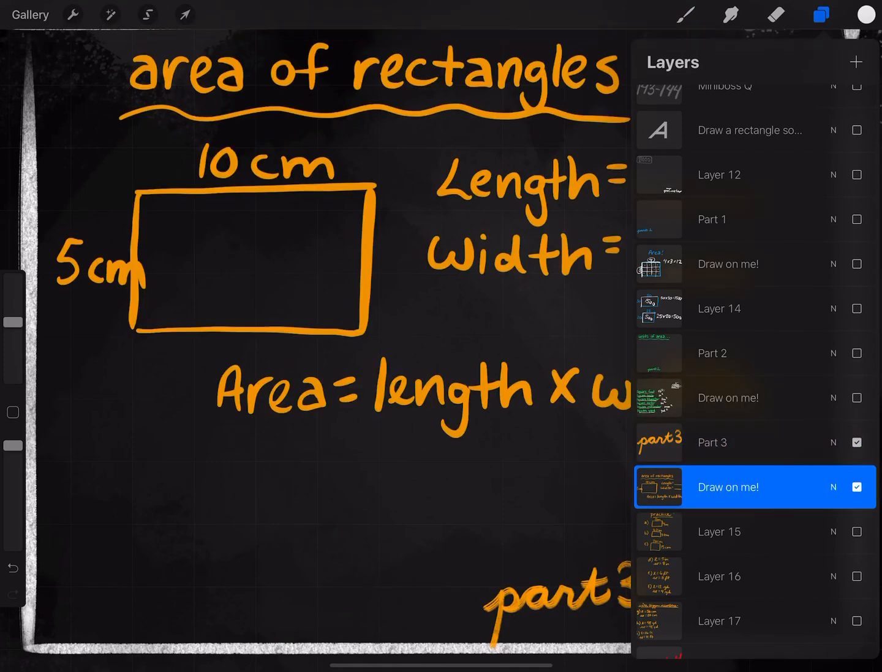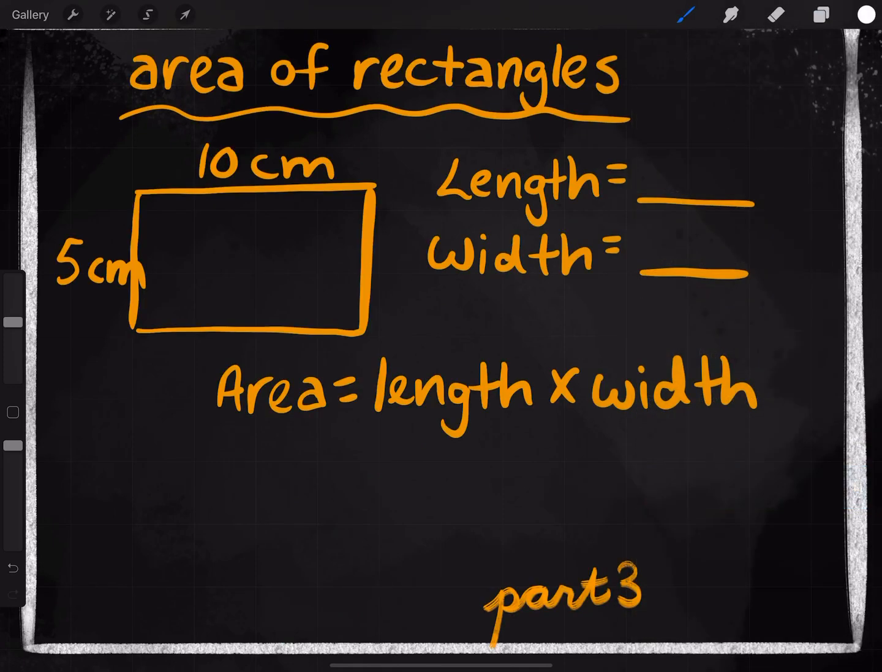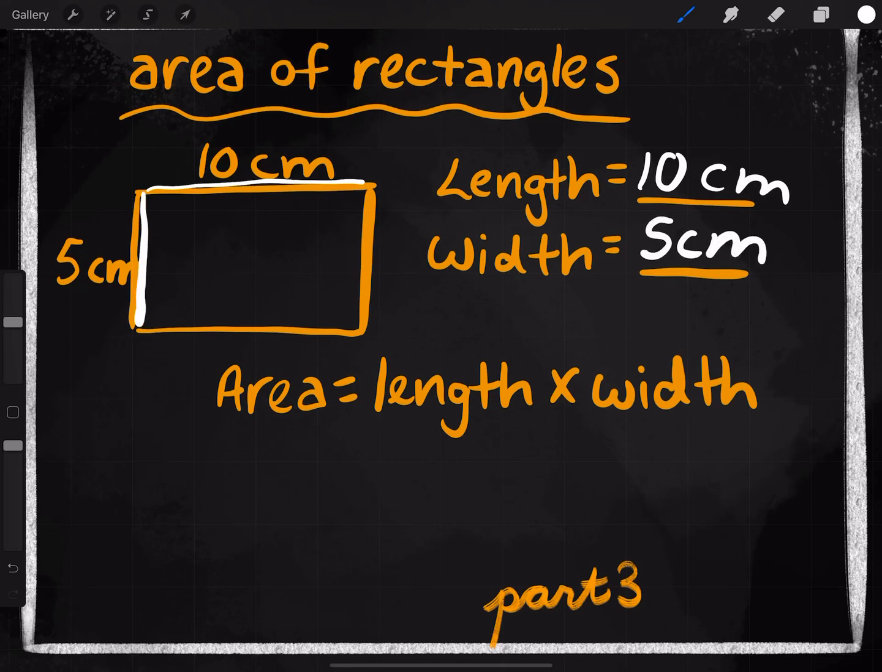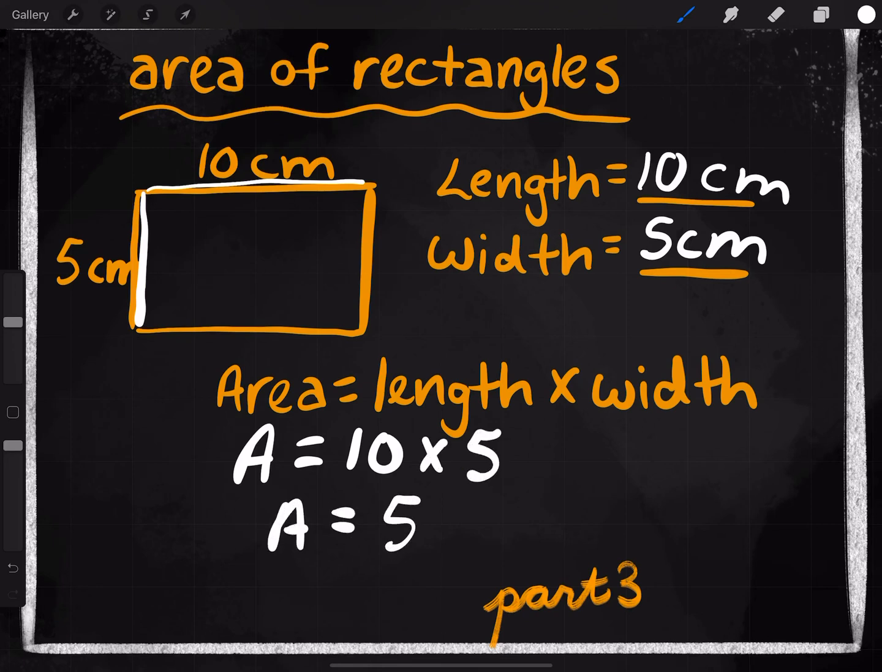All right, so this last part, we'll do the area of rectangles with our official formula. So here we've got a little yellow rectangle. We've got a length of 10 centimeters and a width of 5 centimeters. So the area is the length times width. So we can write area is 10 times 5. So the area is 50.